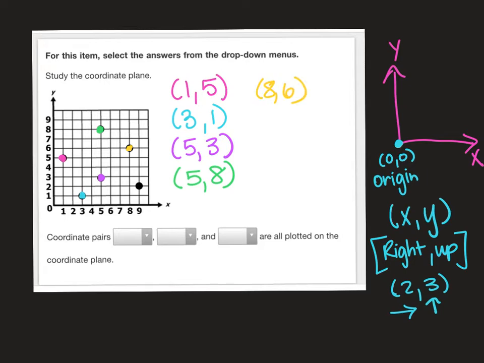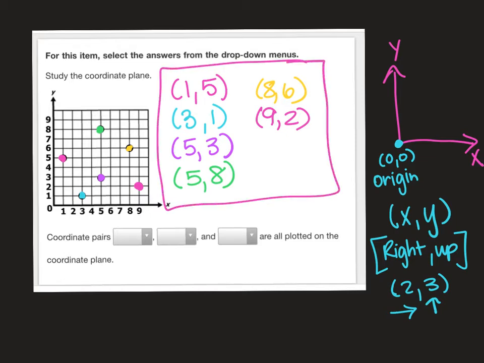I'm going to do one more pink one because I don't want to change colors just yet. So we're going to do this one right here. We know that it is right 9, up 2. So it is 9, 2. Now that you can see that all these points are those points that are on the graph, you would just have to drop these down if you were doing this problem on the computer and pick which one of these.